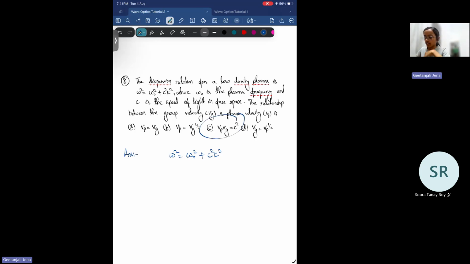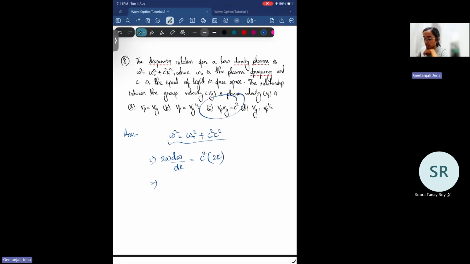So you just need to take the derivative of this equation. So this is 2 omega d omega dk. Omega 0 is a constant, so this will give c square 2k. So just rearrange the terms. So omega by k times d omega dk is c square. So this is the phase velocity, this is the group velocity. So phase and group velocity multiplied will give c square.